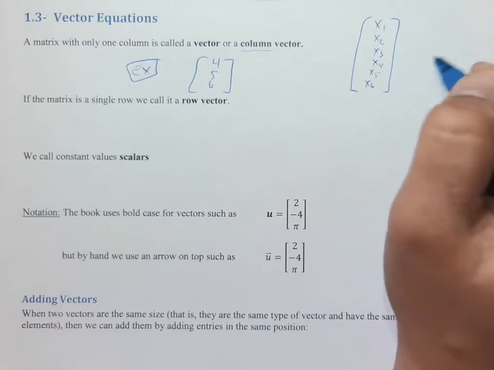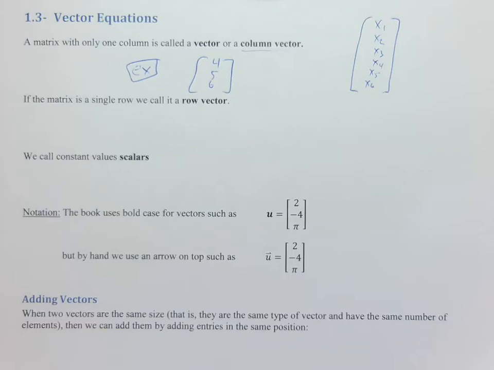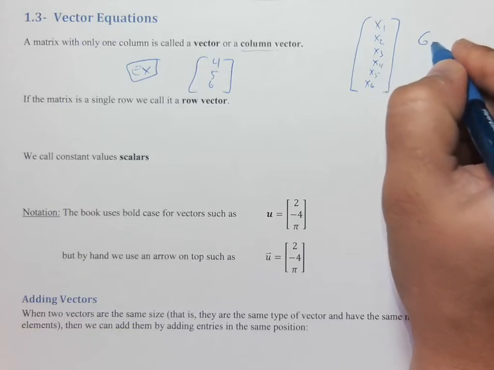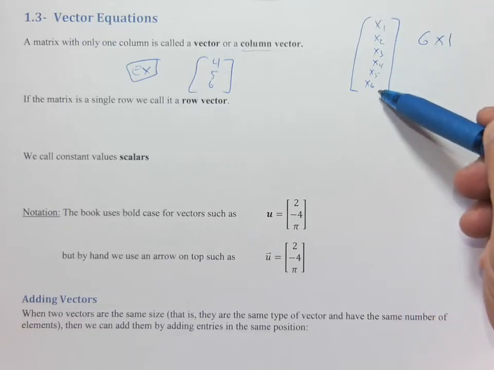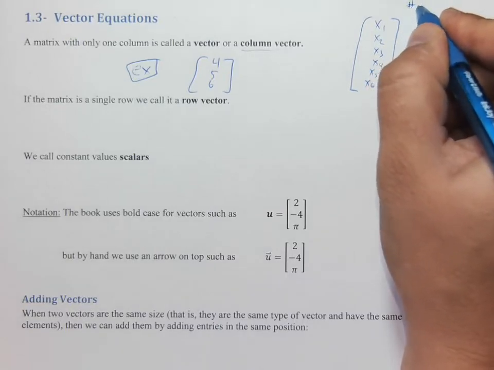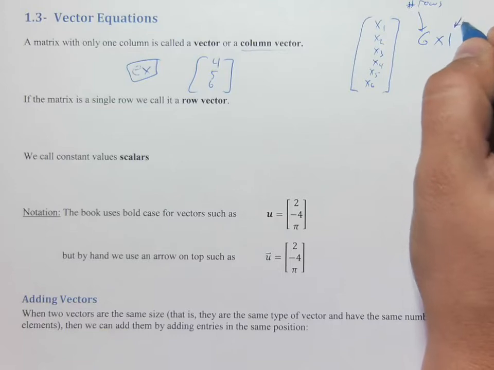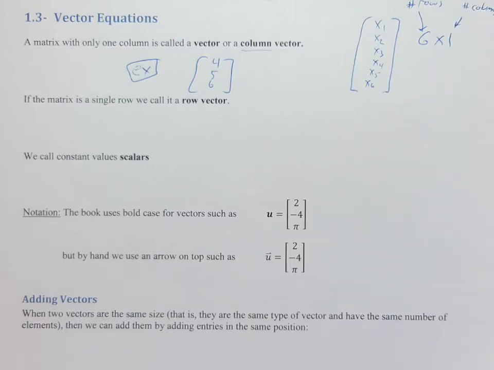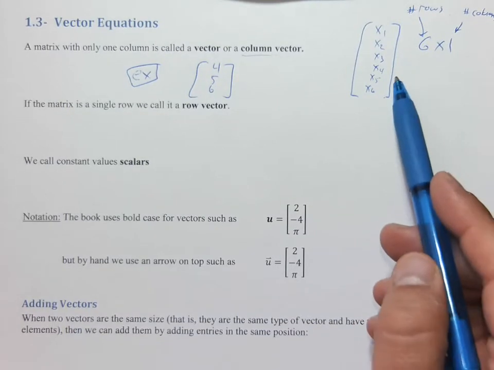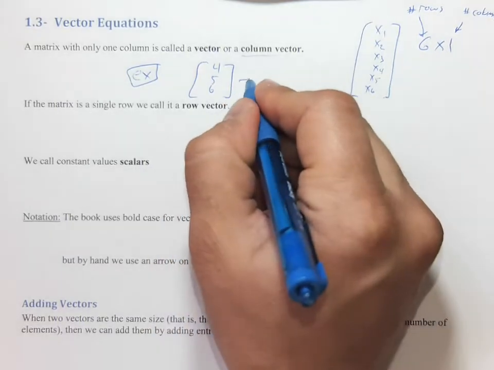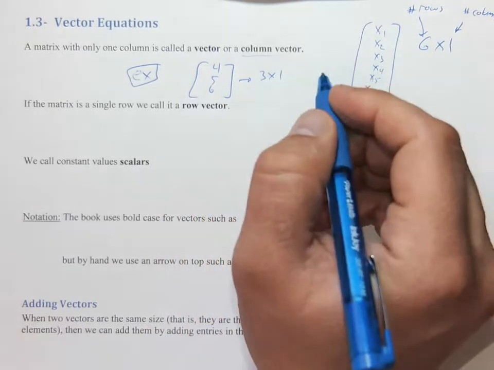Now, as a quick reminder, we define matrices and vectors using the notation m by n. So this one right here is a 6 by 1 vector, and we think about the first number as the number of rows and the second number as the number of columns. This first example right here is a 6 by 1 column vector. This one right here would be a 3 by 1 because it has 3 rows, 1 column.